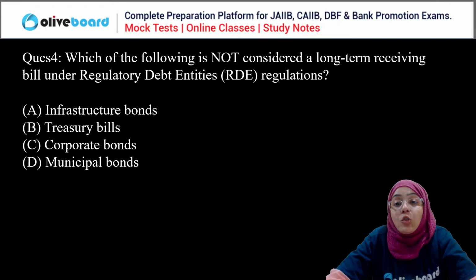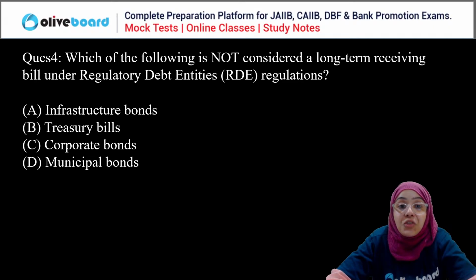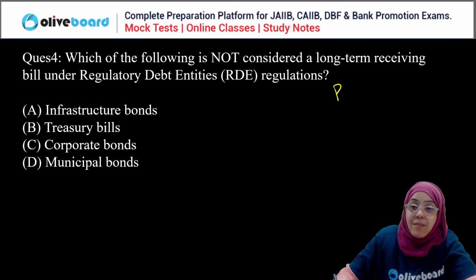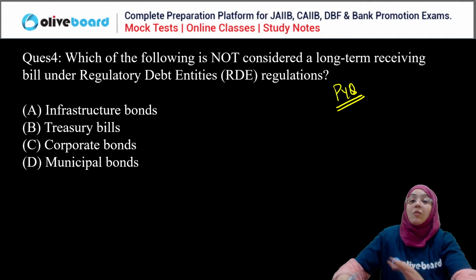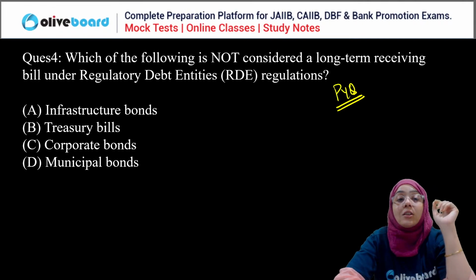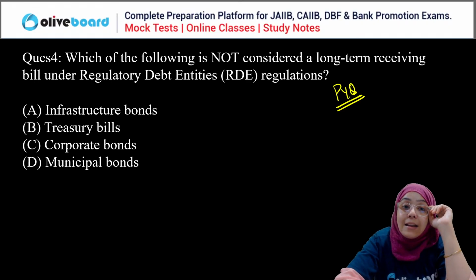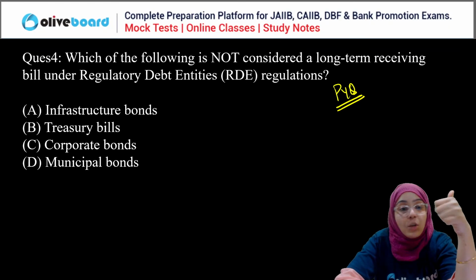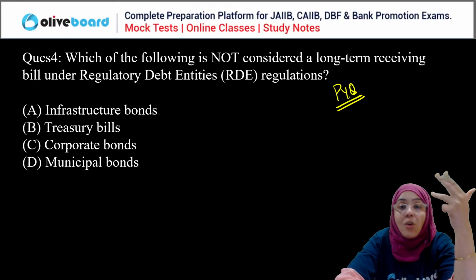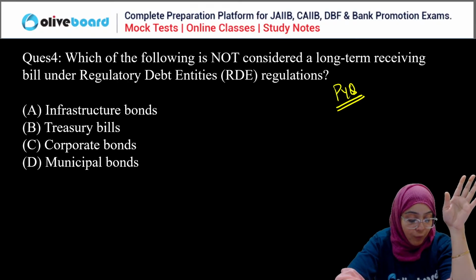Now, which of the following is not considered as a long term receiving bill under the regulatory debt entities regulation? So this is again a PYQ, everyone, which was asked in my June examination cycle of 2024, right? Infrastructure bond, treasury bill, corporate bonds, municipal bonds. So the correct answer is what? Very simple question. Just please focus on the question.